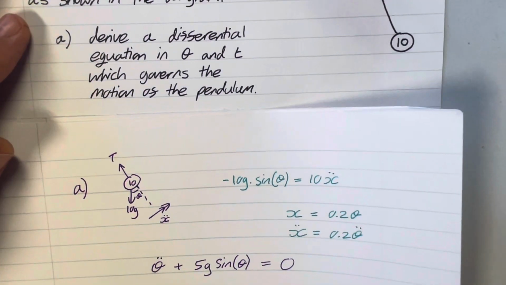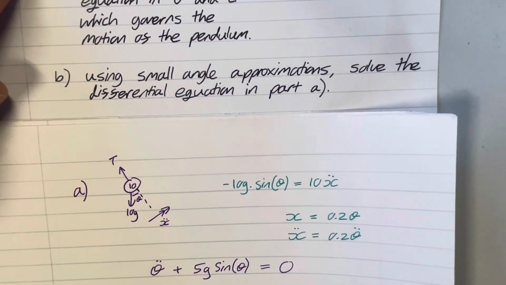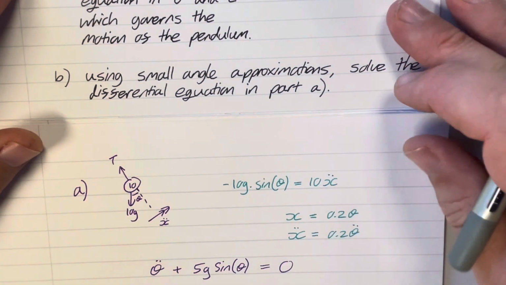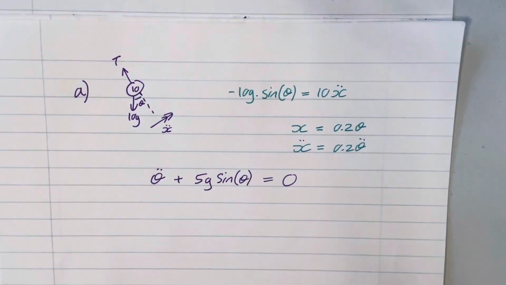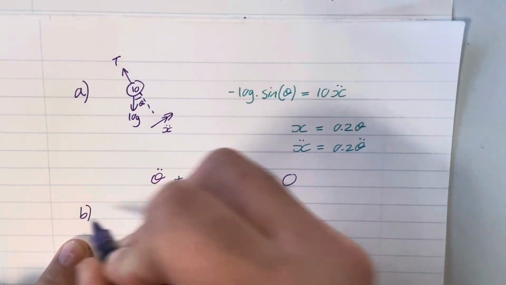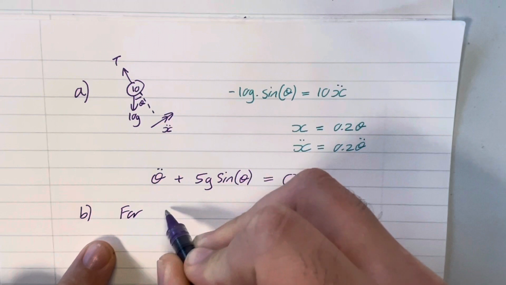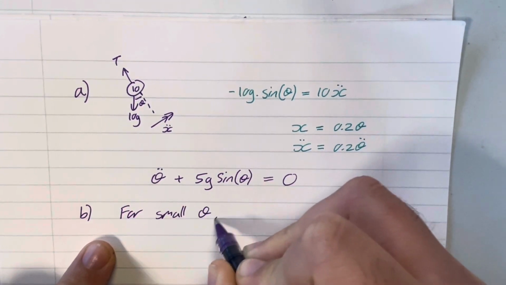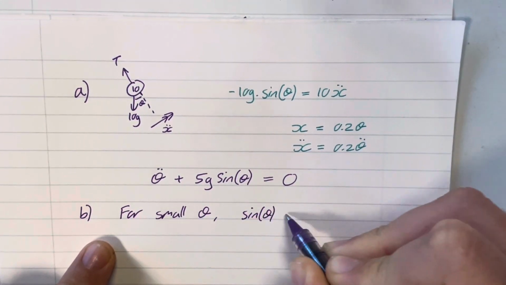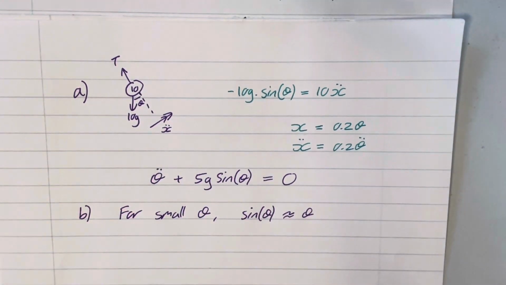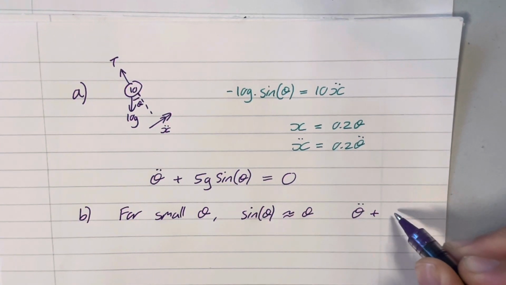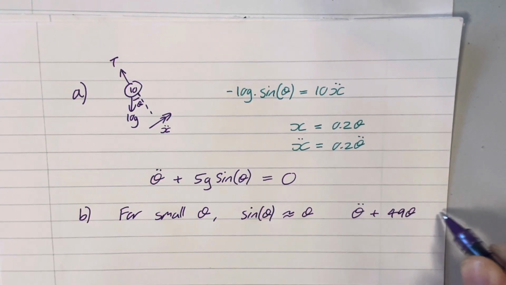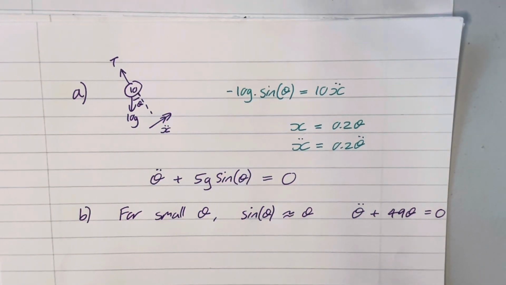Okay, part B. Using small angle approximations, solve this differential equation. Okay, so this is where we now are going to apply small angle theory to the problem. So for part B, for small theta, sine theta is roughly theta. So that changes the differential equation to be theta double dot plus 5g, which is 49, times theta equals 0. So from there, we can just solve that differential equation.